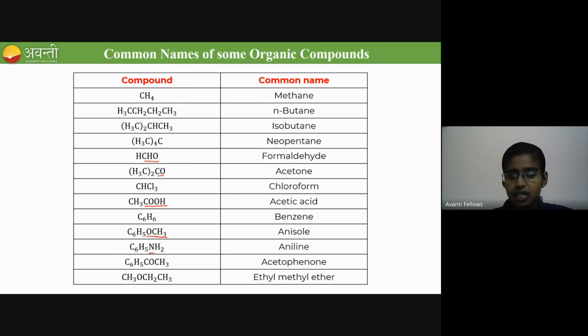Phenyl containing NH2 is called aniline. Phenyl containing COCH3 is called acetophenone. Here we have an ether group, and this is methyl and this is ethyl, so it is called ethyl methyl ether according to the alphabetical order. Got it? So these are some of the common names of some organic compounds. Let's discuss in detail the functional groups present in each compound in the upcoming slides. These are just examples that we have to go through. You can see this in your book also.